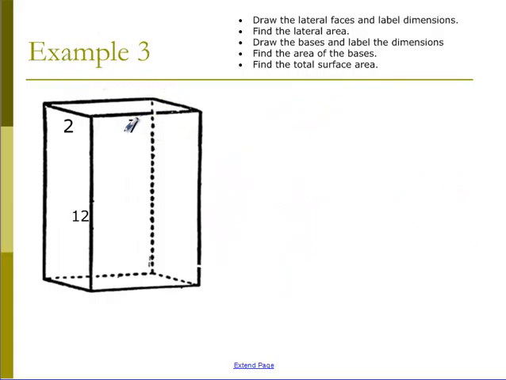Now we got a rectangular prism. We're going to draw the lateral faces, label the dimensions. We're going to find the lateral area, draw the bases, find the area of the bases, and then find the total surface area. We're going to do this slightly different though because I don't know which 2 are actually my bases. All right, we're going to look at a rectangular prism and a square prism as well as just 6 sides. We're going to do the top and the bottom, and then we're going to look at the left and the right, and we're going to look at the front and the back.